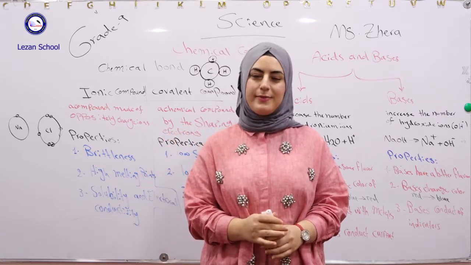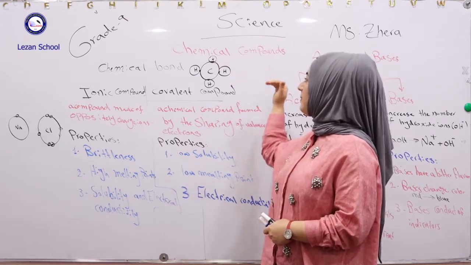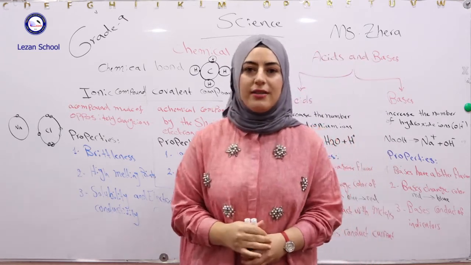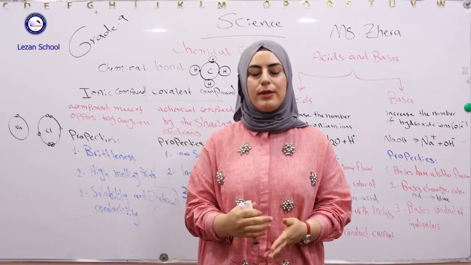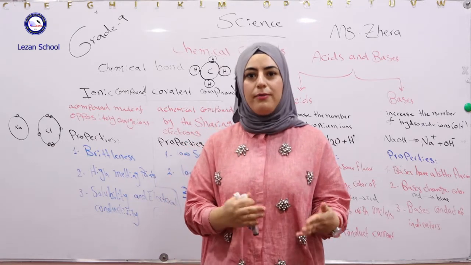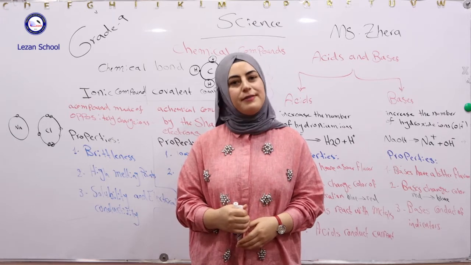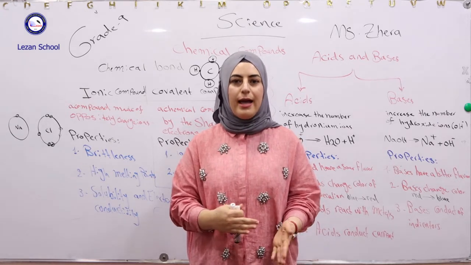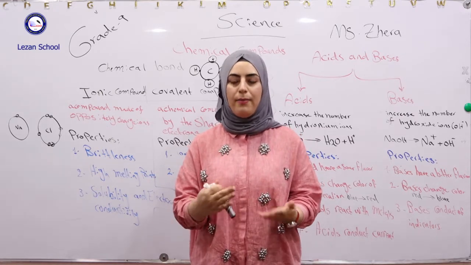Today we are going to explain a new lesson for grade 9. We will start a new chapter with the chemical compound. Before starting that, I want to tell you that when ions or molecules combine, they form a compound. So the direct method to compare, classify or separate compounds is to know the chemical bond. Classification depends on the chemical bond.